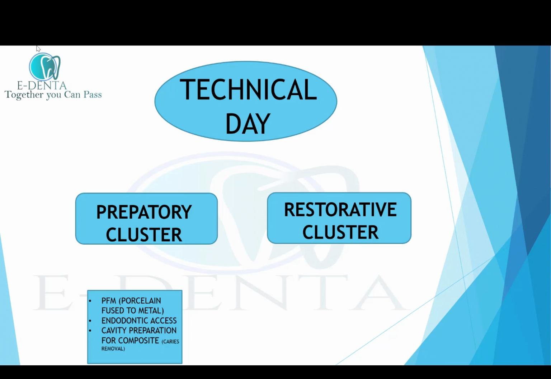With the preparatory cluster, you are going to get a PFM, a porcelain fused to metal, or a crown preparation if you want to call it, an endodontic access. So you are only required to do the access. You are not required to do any irrigation or obturation or any preparation of the canals themselves. You just need to get the access into the pulp chambers and reach the pulp horns.